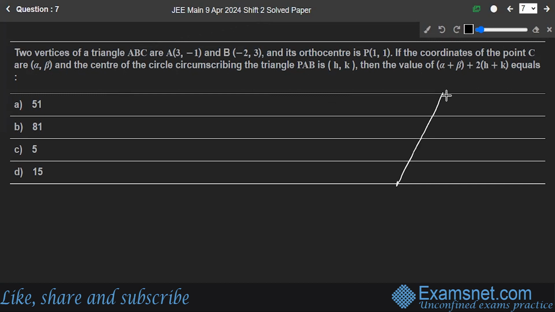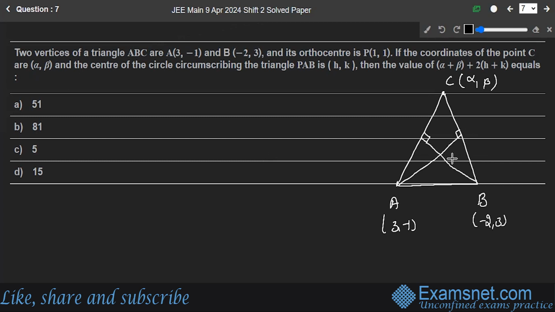Here is your triangle. Let's say this is A, which is having the point 3 comma minus 1, B is 2 comma 3, and let's say this is C, that's given by alpha and beta. This is your orthocenter, because the orthocenter is the point of intersection of the perpendiculars. So this is the point P, 1 comma 1. This is the orthocenter of the triangle.